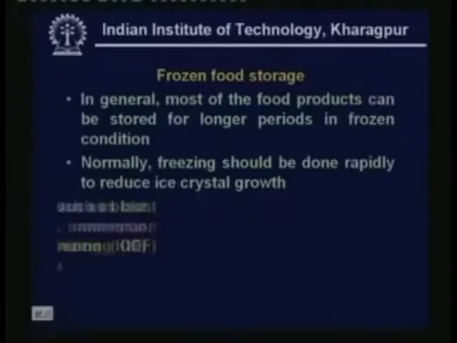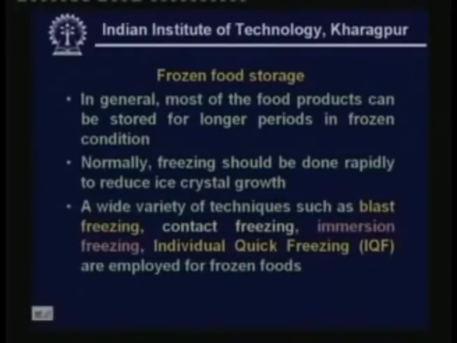So typically any food freezing equipment must provide large refrigeration capacities, so that the moment you bring the products, they can be frozen fast. Let me name some of the freezers used in industries for freezing food products. We have what is known as blast freezers using a blast freezing technique, and we have contact freezers, immersion freezers, and another one known as individual quick freezing. These are the techniques employed in industries for freezing of food products.